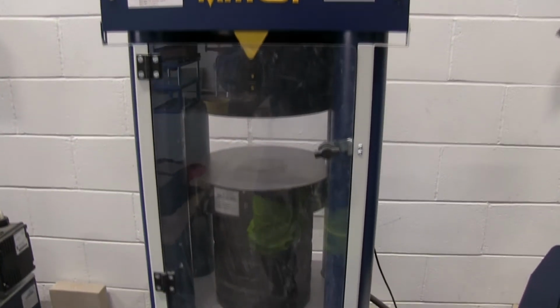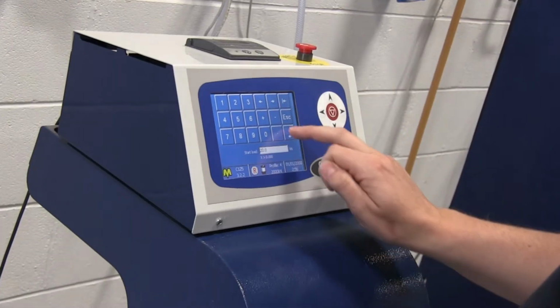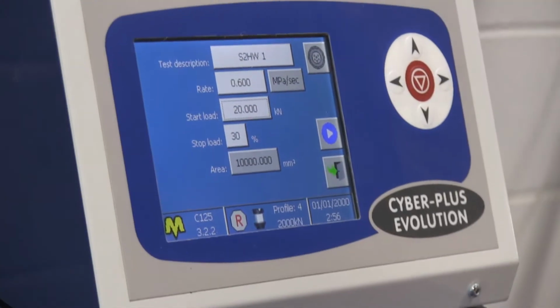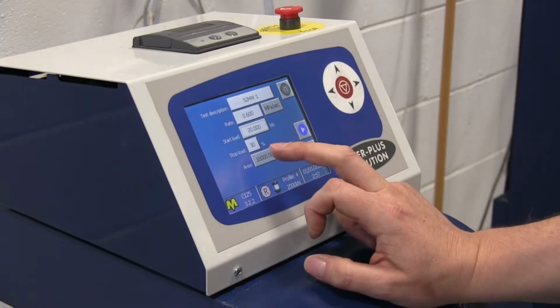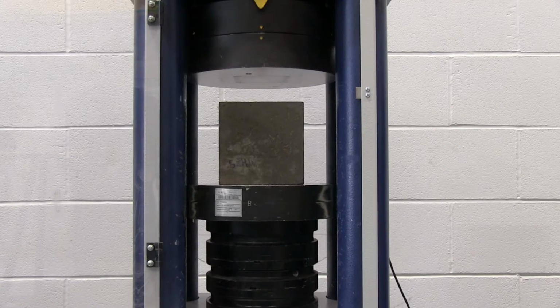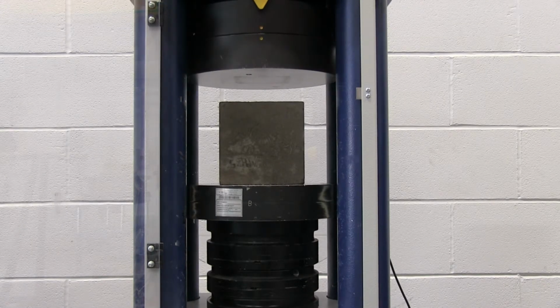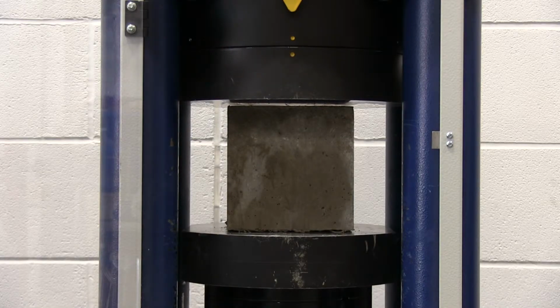Now the concrete is ready, we can begin testing. Our first test is one for compressive strength. For this, concrete cubes are loaded into a hydraulic testing machine which can measure the force used during the experiment.